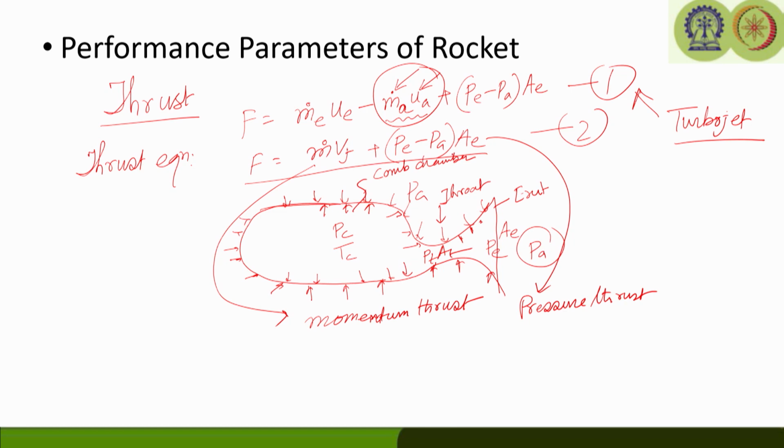So, this term may be negative, so it has the negative effect. If the PA is greater than PE, it will be the negative effect. So, that is sometimes not desirable. Also, it has some influencing factor if your flow is not going to expand optimally. So, in a design condition, we always say that P is equal to PA.